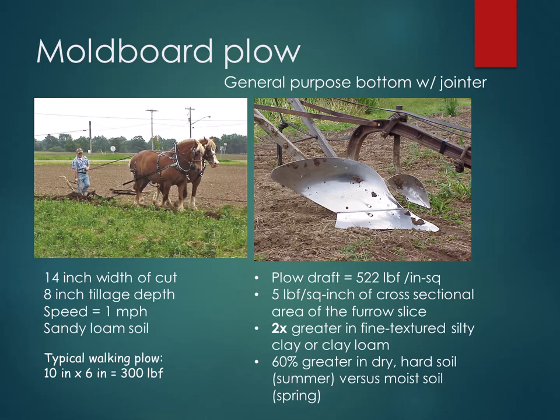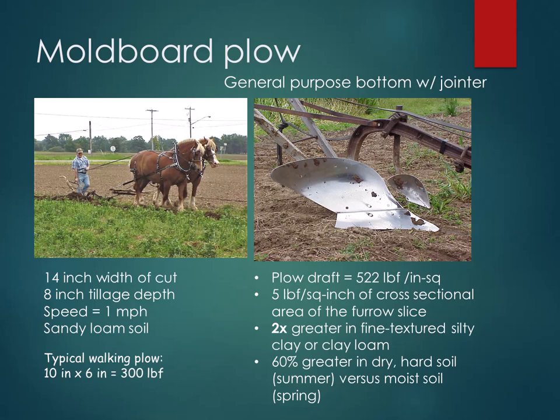This is Dwayne Westrate and his team. He uses a 14-inch walking plow to prepare the field in the spring, running 6 to 8 inches deep in sandy loam soil. The average draft of this plow was 522 pounds force. The pulling force could easily be twice as high in a fine textured soil, such as a silty clay or clay loam.